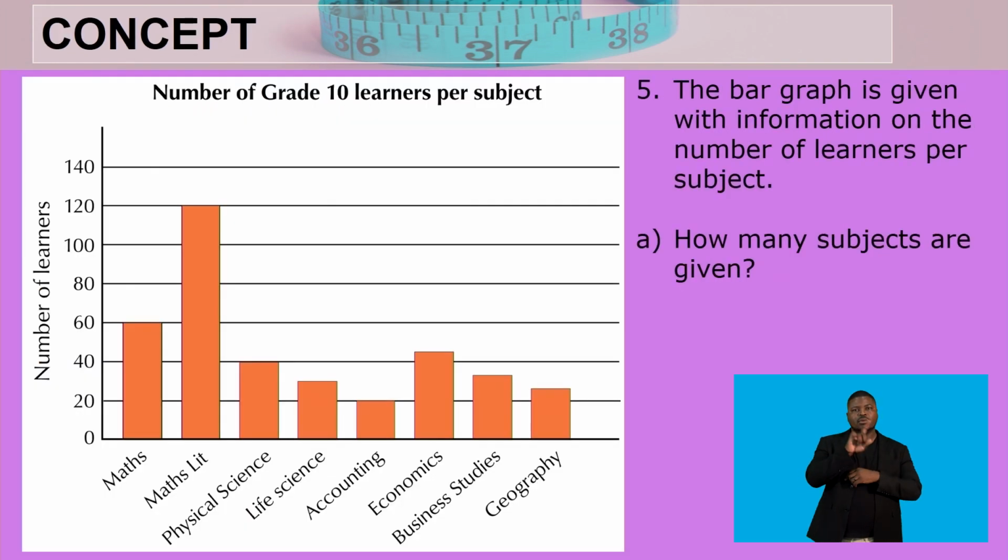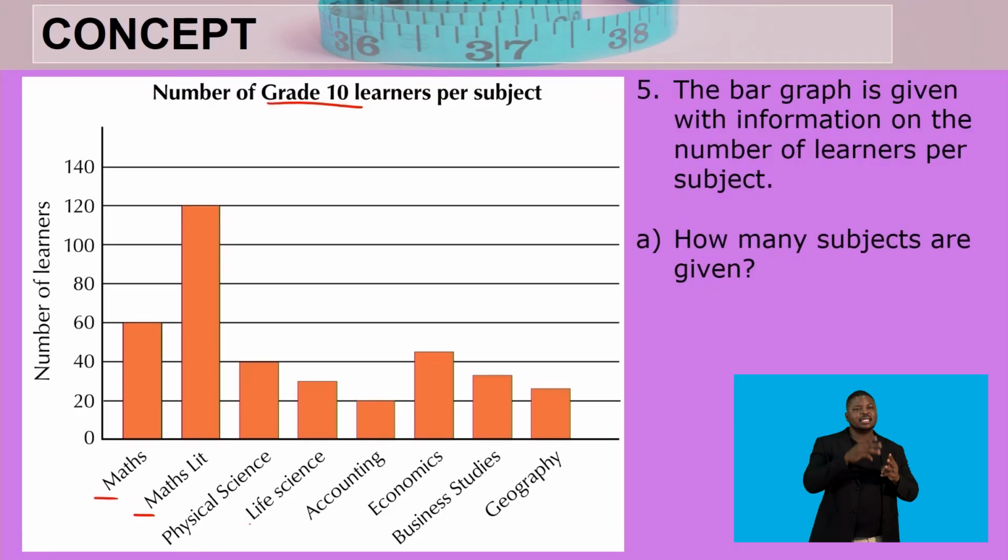Then question 5 says, the bar graph is given with information on the number of learners per subject. So we're given the number of learners and the different subjects, and this is for the grade 10 learners. How many subjects are given? We know that we've got more subjects than the ones indicated here. But whenever we analyze any type of graph, you always deal with what is given. So we've got maths, lit, physics, life science, accounting, economics, business, and geography. We've got 1, 2, 3, 4, 5, 6, 7, 8. So we've got 8 subjects that are given to us.